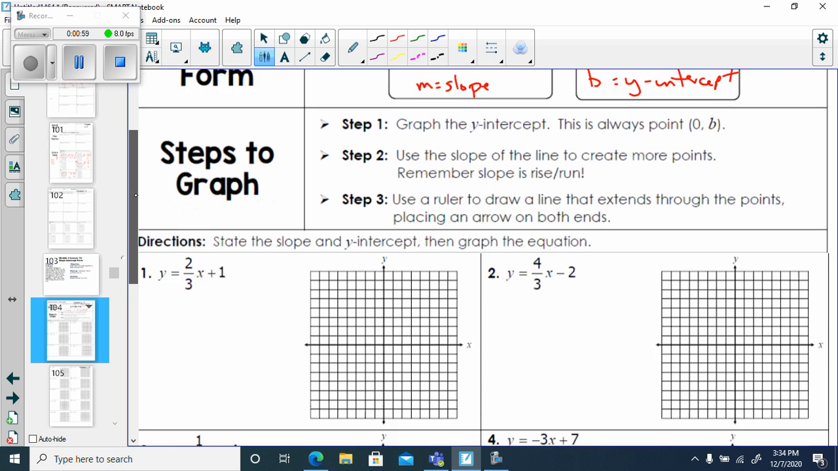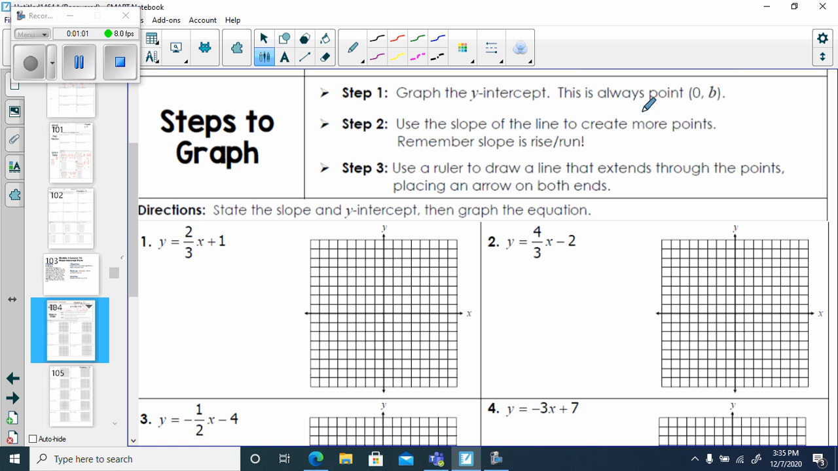Here's what we're going to do. We're going to graph the y-intercept. This is always the point (0, b). It's where it crosses the y-axis. Okay? Then we're going to use the slope to find more points. Remember, slope is rise over run. Then we're going to use a ruler to draw a line through the points.